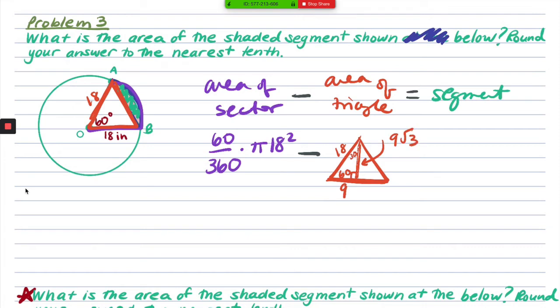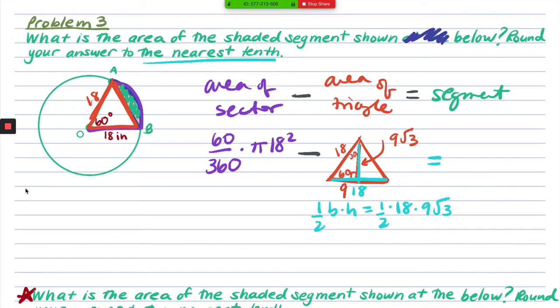So the area of the triangle is 1/2 base times height, where my base is 18 and my height is 9 root 3. Lovely, right? That's why we're rounding to the nearest tenth. Okay, and that's going to be our answer. So let's first do this one.